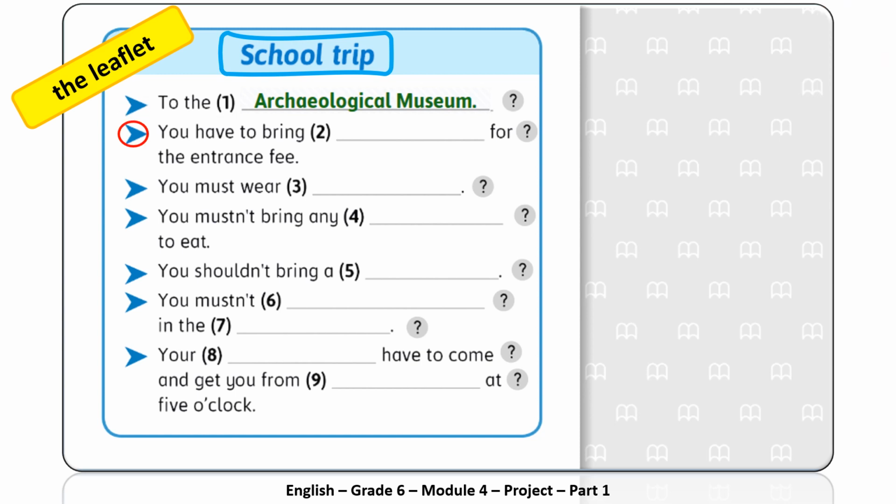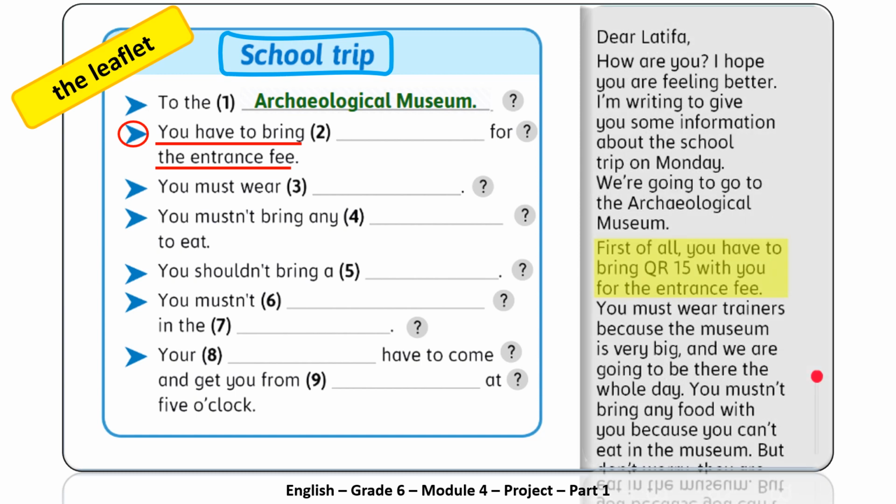Back again to check what you have done. You have to bring ___ for the entrance fee. So we go to the email to search for the entrance fee. To find it in this part, let's read it together. First of all, you have to bring 15 Qatari riyals with you for the entrance fee. So the answer is 15 Qatari riyals. That's it.